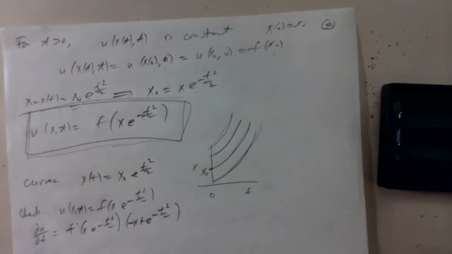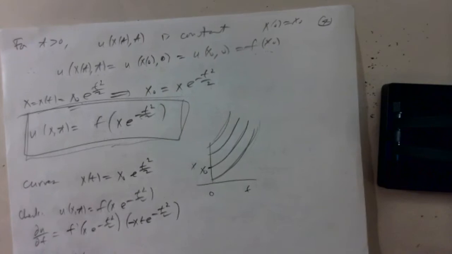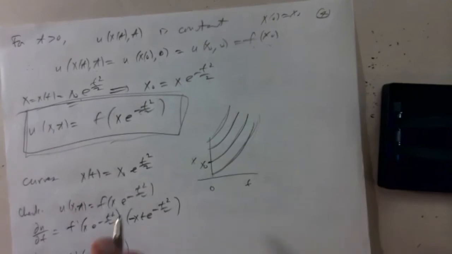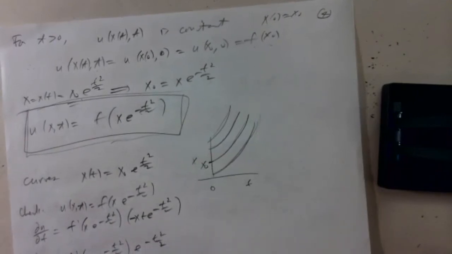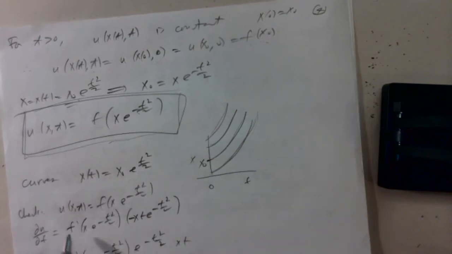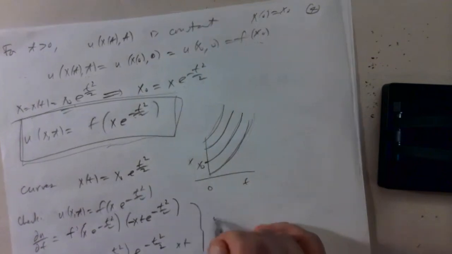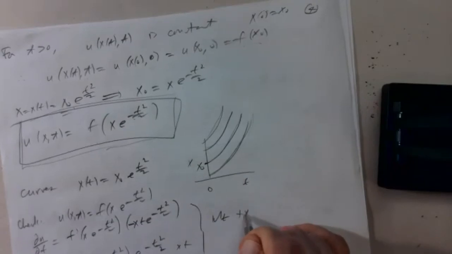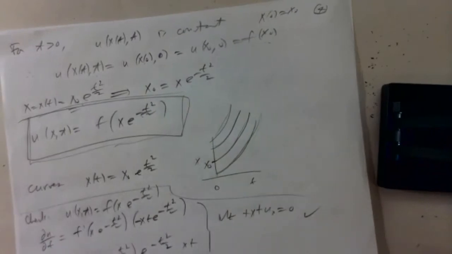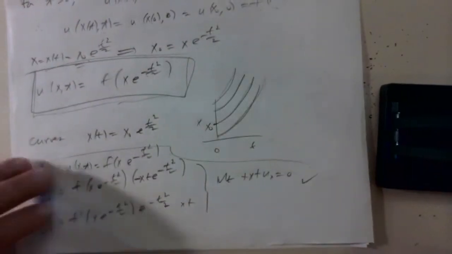And the partial of u with respect to x is f prime of x e to the minus t squared over 2 times the derivative of this with respect to x, which is e to the minus t squared over 2. So if you take u sub t and you add x t times this, this cancels, equals 0. u_t plus x t u_x equals 0. So it checks. It worked.